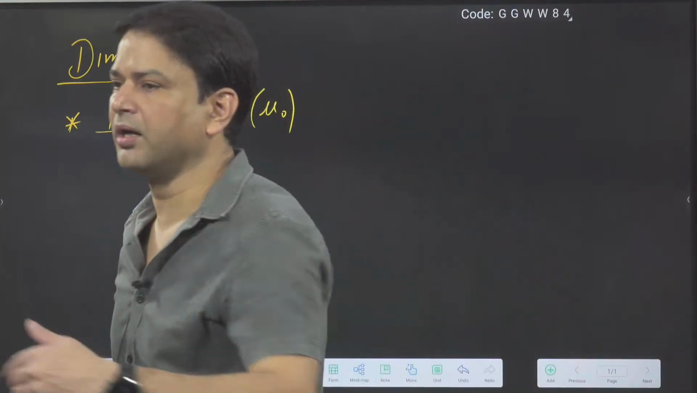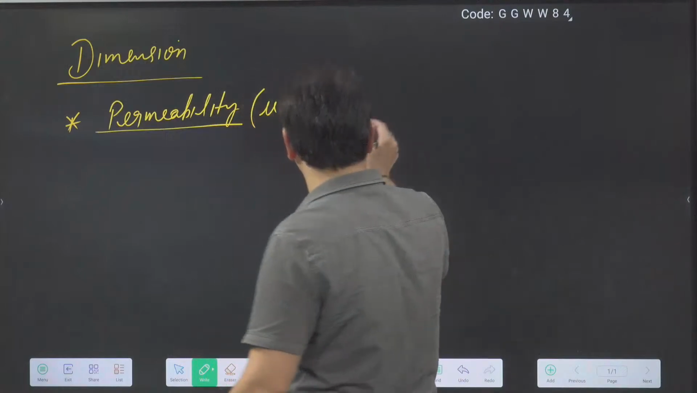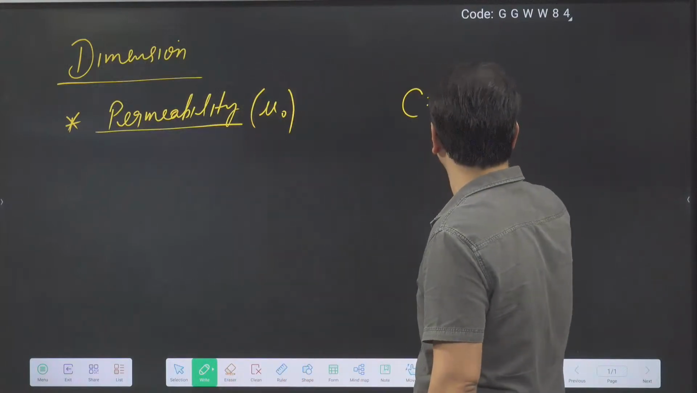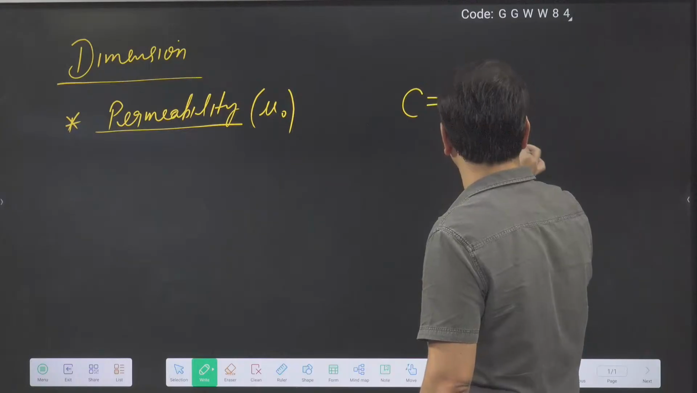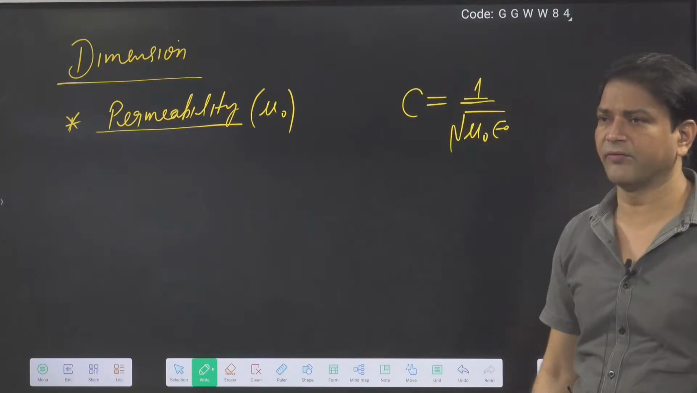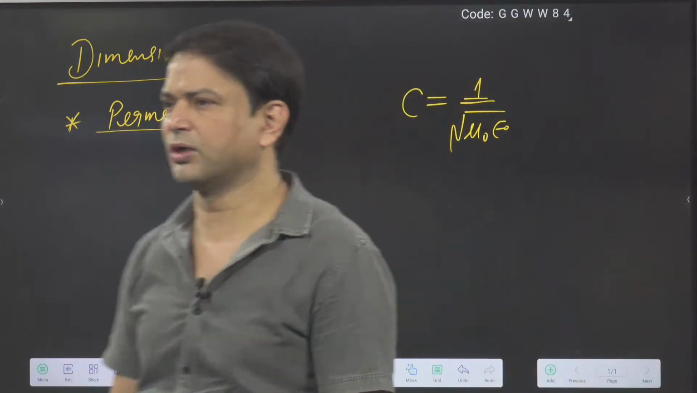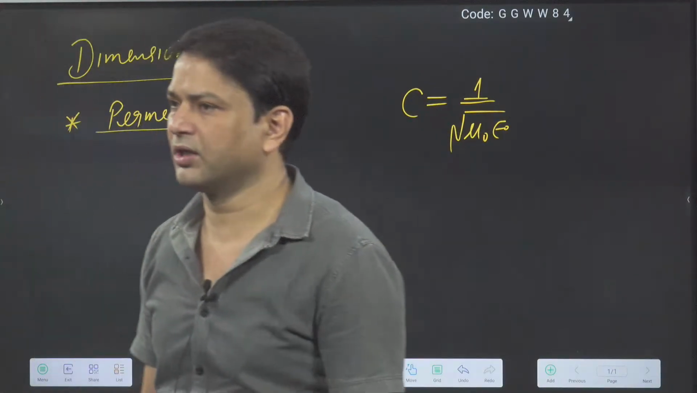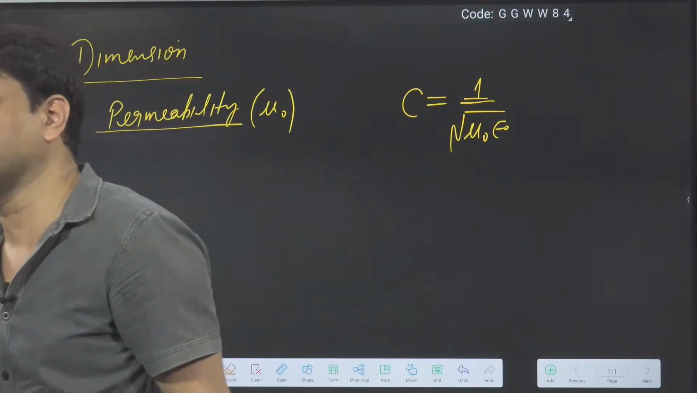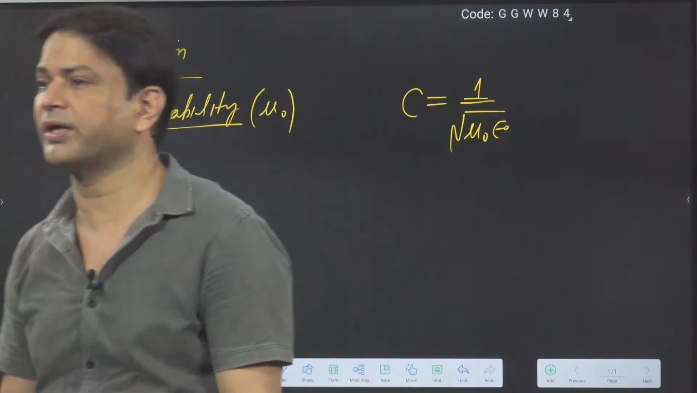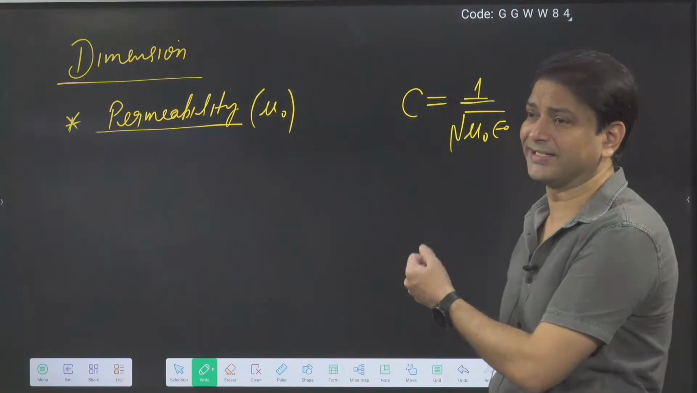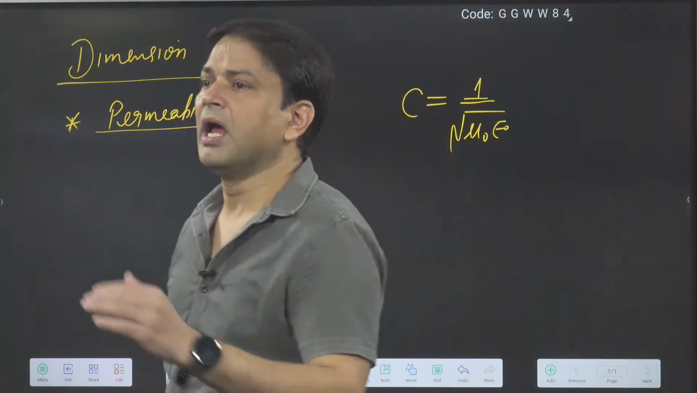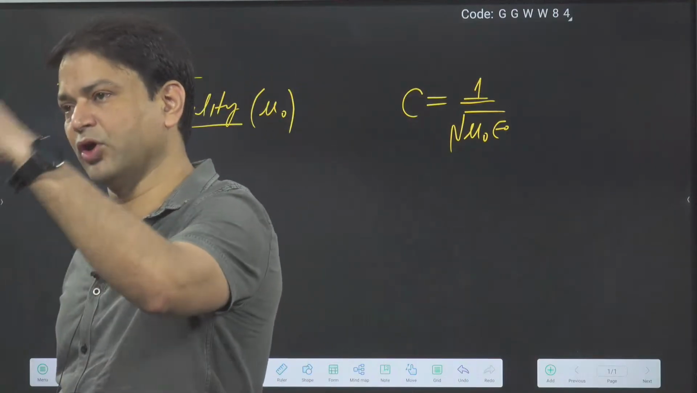Then in optics, in the EM wave, I said I will say this formula, and maybe you know also, C is equal to 1 by under root of mu naught into epsilon naught. It means the speed of light in the vacuum, where mu naught is the permeability of the vacuum and epsilon naught is the permittivity. Now C is what? Speed. Speed dimension is LT minus 1. C, and the epsilon dimension we already got.